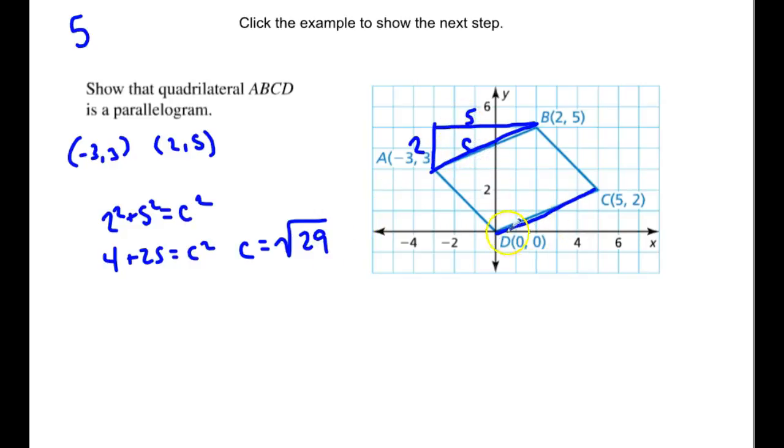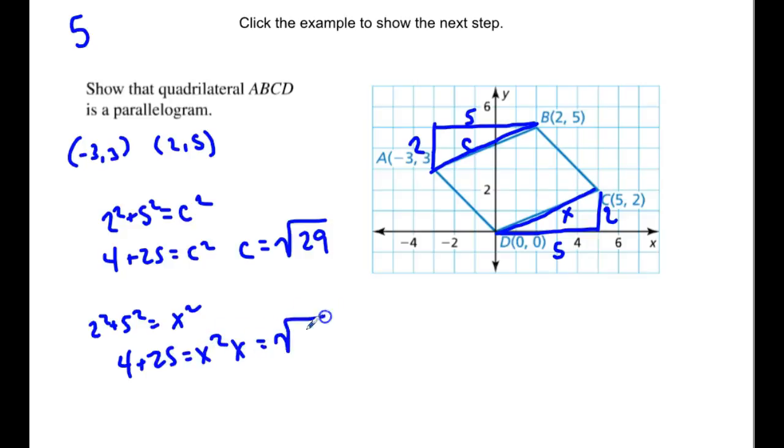So now I can do the same thing here: draw my triangle and my side lengths, and I see that I again have 2 squared plus 5 squared equals, we're going to call this x squared, right? So I have different side lengths. So 4 plus 25 equals x squared. So x equals the square root of 29. Well, so now I've shown that they're the same length. So that's a good start.